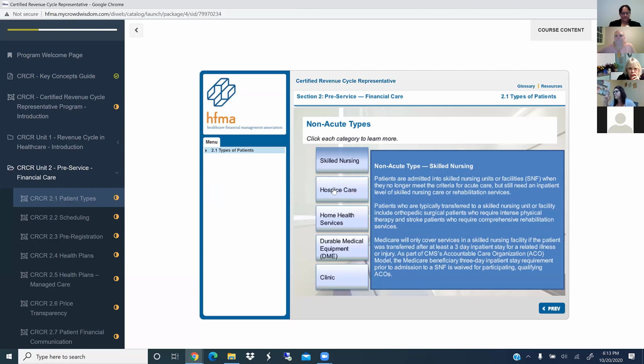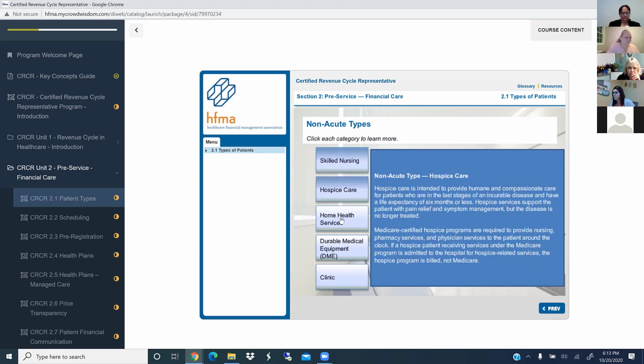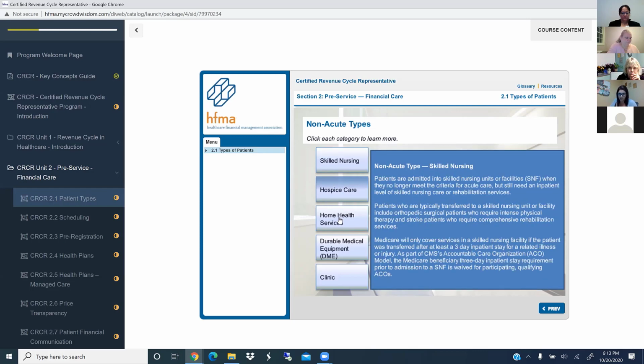Hospice care is intended to provide humane and compassionate care for patients who are in the last stages of an incurable disease. And Medicare certified hospice programs are required to provide nursing, pharmacy services, and physician services to the patient around the clock.